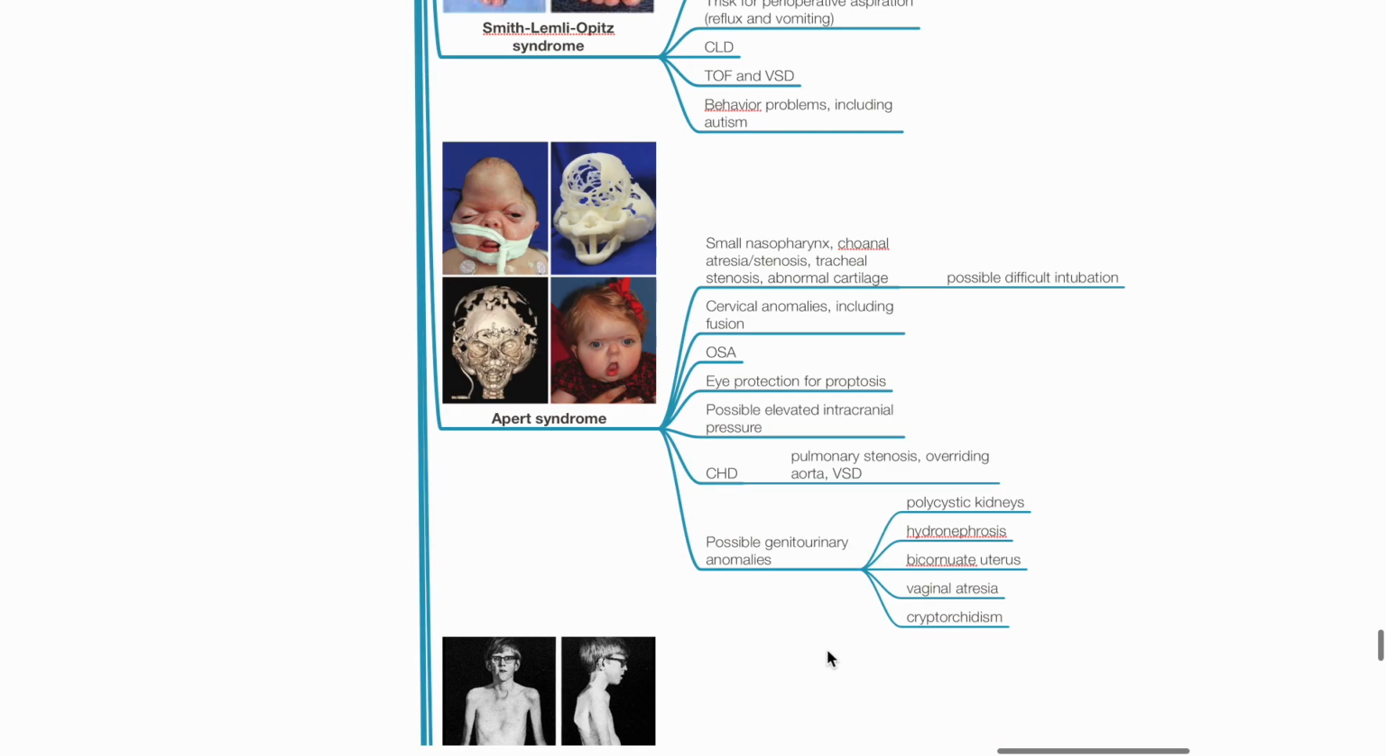Apert syndrome. Features include small nasopharynx, choanal atresia or stenosis, tracheal stenosis, and abnormal cartilage, leading to difficult intubation, cervical anomalies including fusion, OSA, proptosis, necessitating eye protection, possibly elevated ICP, congenital heart disease such as pulmonary stenosis, overriding aorta and VSD, and genitourinary anomalies such as polycystic kidneys, hydronephrosis, bicornuate uterus, vaginal atresia, and cryptorchidism.